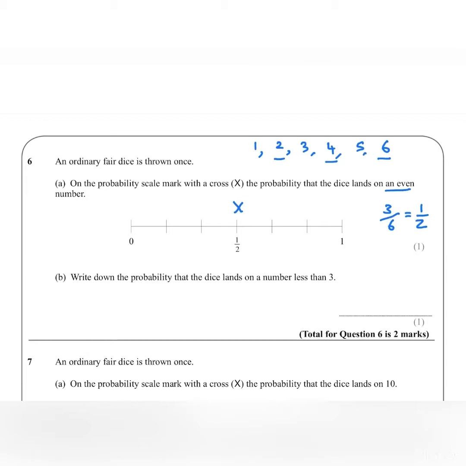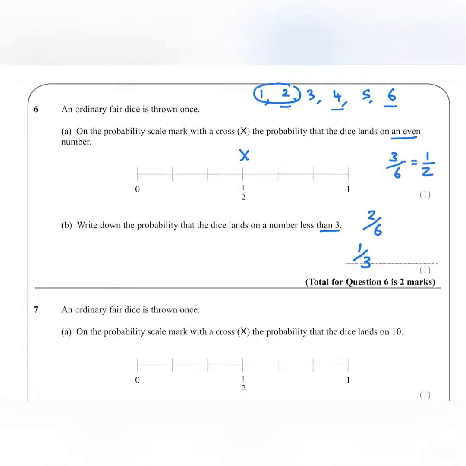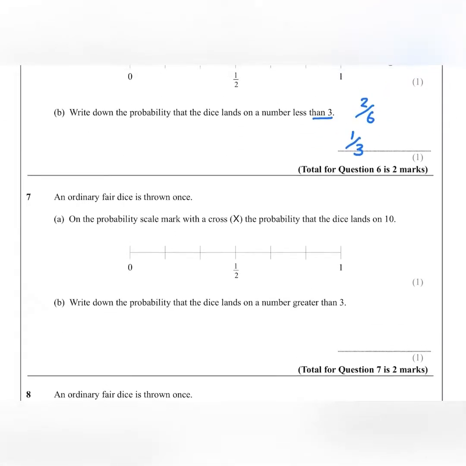And write down the probability that the dice will land on a number less than 3. That means 3 is not included in there. So less than 3 are these two numbers. So that is 2 out of 6. Now you don't have to cancel the fraction down, but you can if you want to, which will be 1/3. Okay, so you can have a go at the next question and then check your answer.